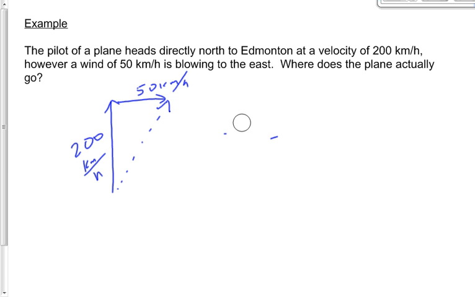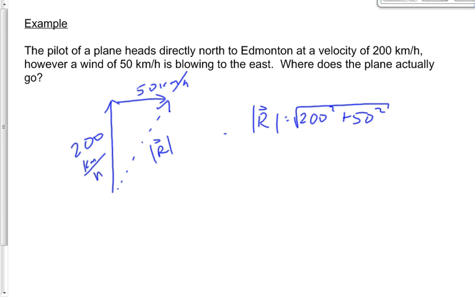So you want to find that value? The square root of 200 squared plus 50 squared gives me, I think it's 2.1 times 10 to the 2, about 210, 211. 206.15, and technically we should start rounding this to significant figures, so we're going to say 2.1 times 10 to the 2 kilometers per hour. So the pilot is aiming at 200, but the pilot ends up going a little bit faster.